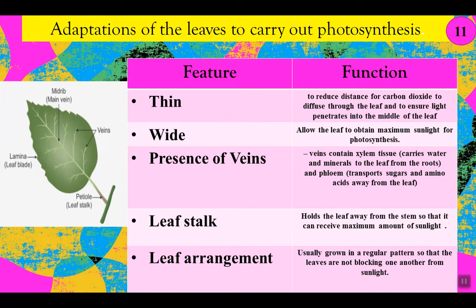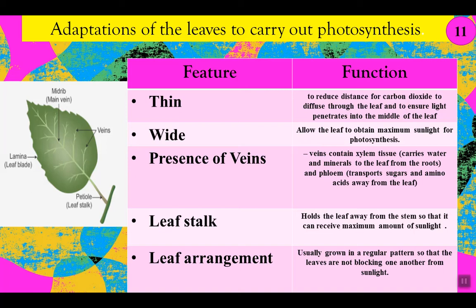Adaptations of the leaves to carry out photosynthesis. Leaves can be considered as the most efficient solar panels on Earth. They have the ability to help the plant convert the energy from the sun into a useful chemical energy. What actual features do plant leaves have that allow them to maximize photosynthesis?